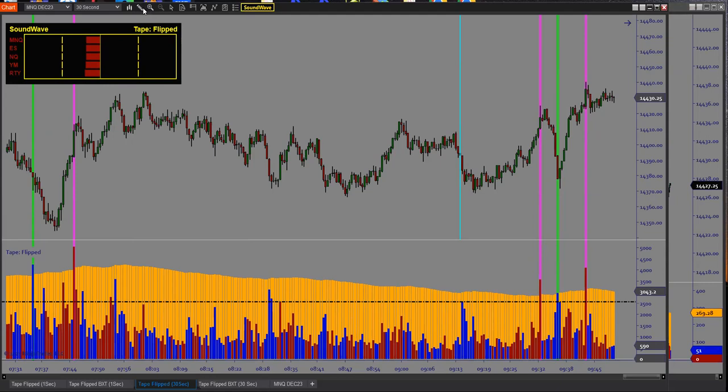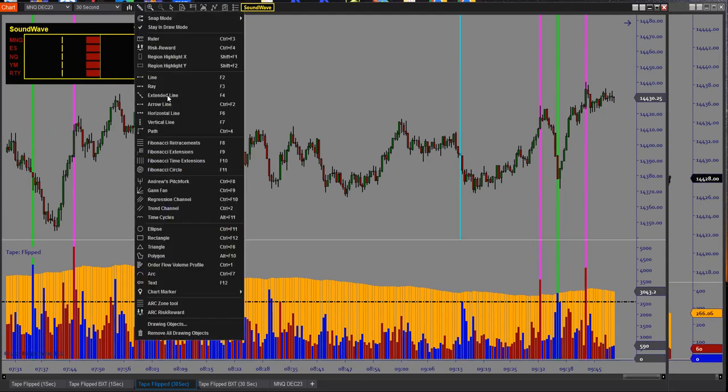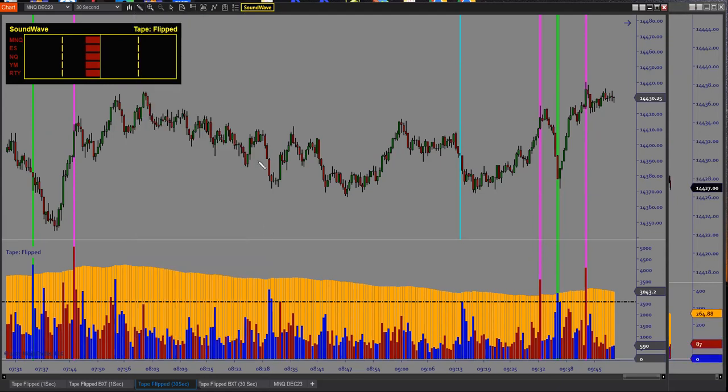Okay. And stay in draw mode. So right here, there's a peak. Oh, wrong one. Excuse me, guys. I'll just copy that over right here. And if I just grab another one here.